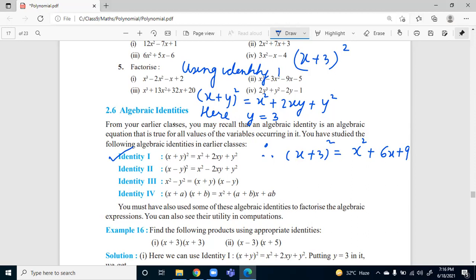So is this chapter completed in your school? What do you say, Leona and rest of the ISL students? Yes, ma'am. Okay. You have done identities also? Yes, ma'am. Okay. So can I erase that and move to the second part? Ma'am, wait a second. Okay.